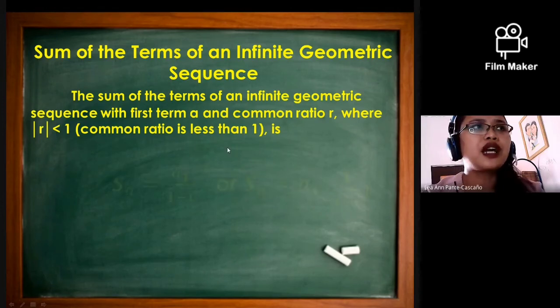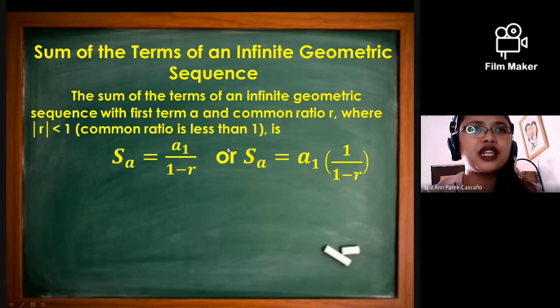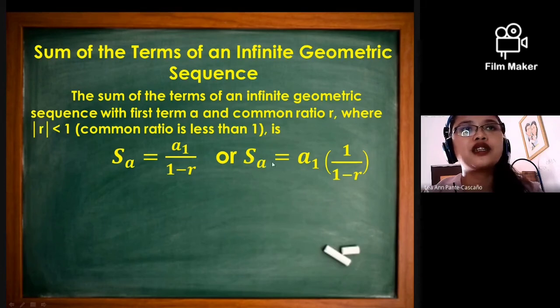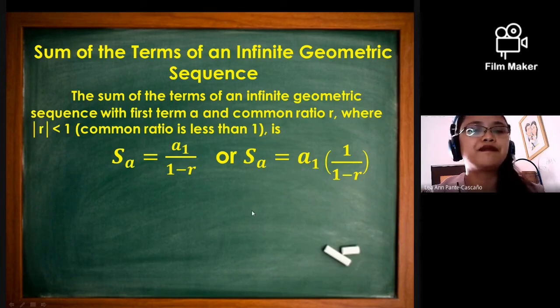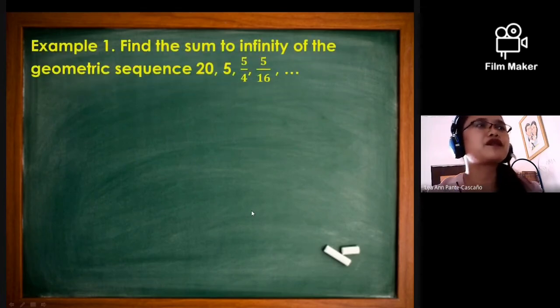So ano pong gagawin natin sa kanya? May isa pang formula na dapat kayong tandaan. The sum to infinity is equal to the first term over 1 minus r, or the sum to infinity is equal to the first term times the quantity of 1 over 1 minus r. This formula is same with this one naman po. Pinaghiwalay lang siya. Pero yan po ay pareho lang din. A sub 1 times 1, A sub 1, all over the same denominator. So that will be the formula.